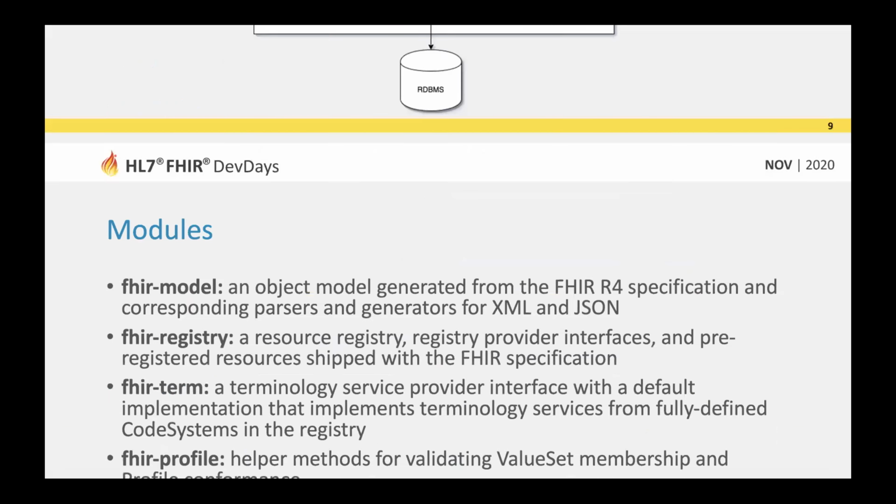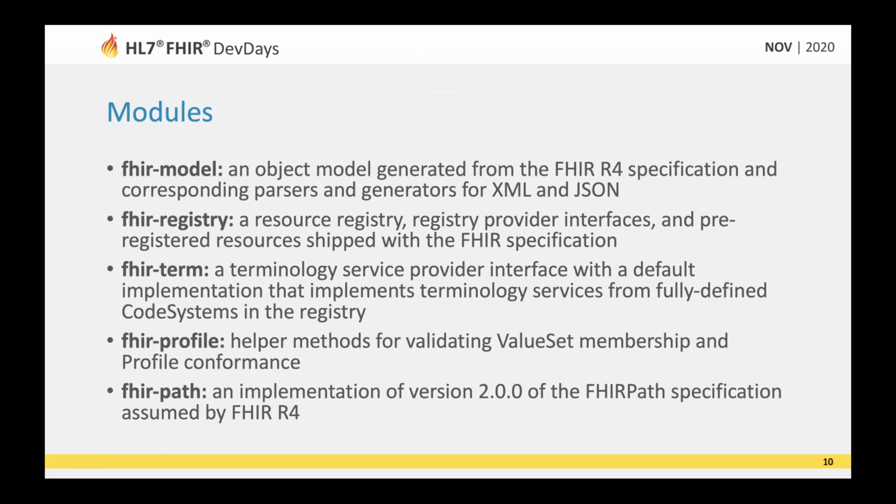So this is kind of a really high level description of the different modules. I'm going to go into a bunch more detail, but we have the FHIR model module, which is really an object model. It's generated from the R4 structure definitions. We also generate a parser for XML and JSON, and we have generators for XML and JSON as well.